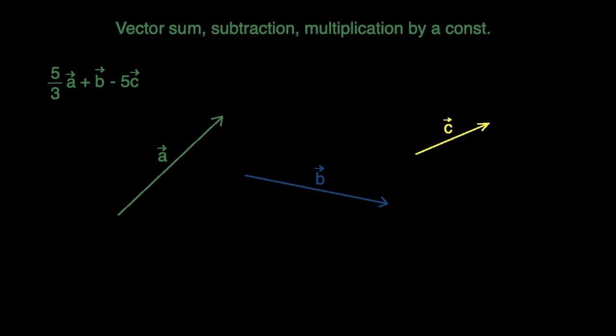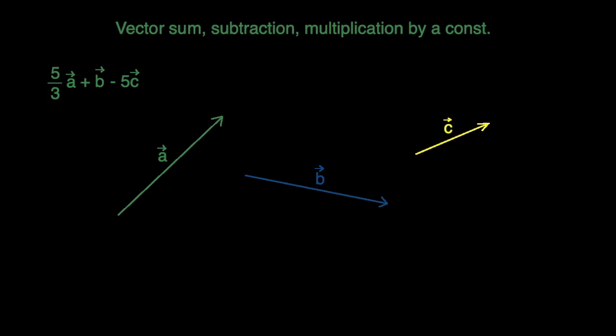Let us now consider the last example, which will combine sum and subtraction of vectors and multiplication by a constant. Suppose we have the following vectors a, b, and c, and we want to find the vector 5/3 times the vector a plus the vector b minus 5 times the vector c. Let us go step by step.